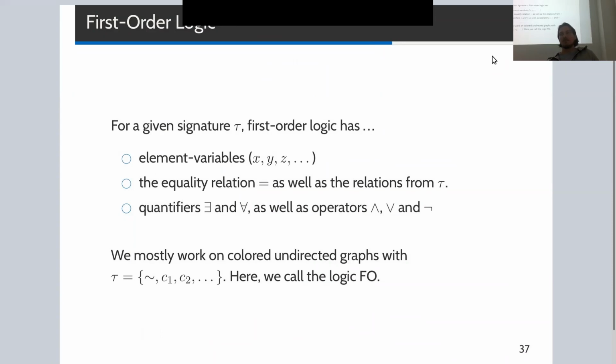So the difference between first order logic and second order logic is that you're no longer allowed to quantify over sets of vertices or sets of edges as well. So you can only quantify over single vertices. So we have these vertex variables, usually denoted by lowercase letters, and you can have these relations and you can quantify existentially and universally over the vertices. And usually, again, we are only allowed the relations adjacency and colors. And if we fix this signature tau, then we call the logic FO. And this is the logic that we're going to work with.